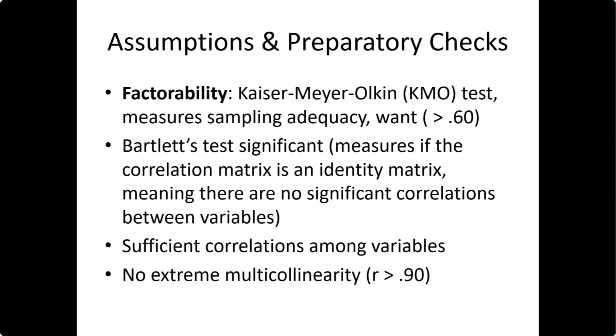Factorability. The KMO, or the Kaiser-Meyer-Olkin test, measures sampling adequacy, and we want to see a value greater than 0.6. For Bartlett's test, we want to see it be significant. This measures whether the correlation matrix is an identity matrix, meaning there are no significant correlations between the variables, and it's not factorable. If you have extreme multicollinearity, you probably won't be able to do a factor analysis. So that's when you look at the correlations. If they're higher than 0.9, you won't likely get a significant Bartlett's test, and you most likely won't be able to do a factor analysis.